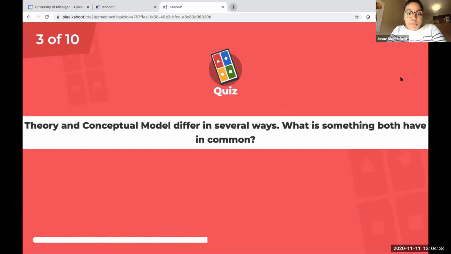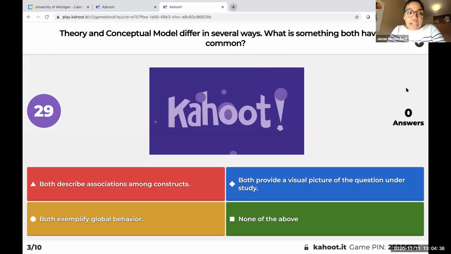Theory and conceptual model differ in several ways. What is something both have in common? Both describe associations among constructs. Both provide a visual picture of the question under study. Both exemplify global behavior, none of the above.